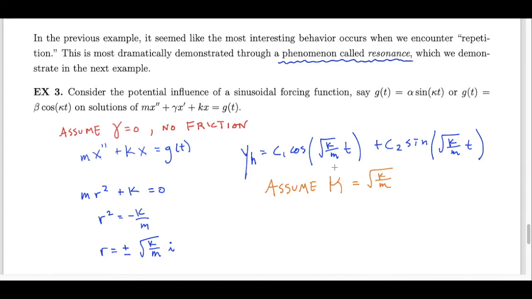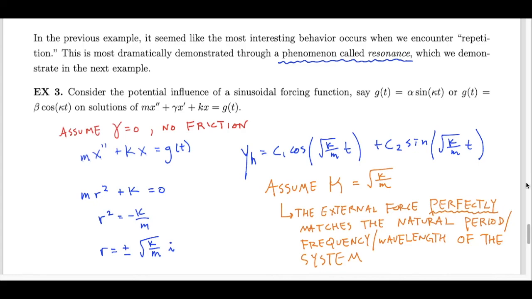Remember that these coefficients indicate periodic properties, such as wavelength, frequency. So you can kind of think of this as saying the external force is perfectly matching the frequency or wavelength or period of the natural behavior of the system. This is exactly the phenomenon of resonance. It's often called the natural frequency of the system, as indicated by square root of k over m, or some quantity based off of that. And my external force is matching that natural frequency perfectly.